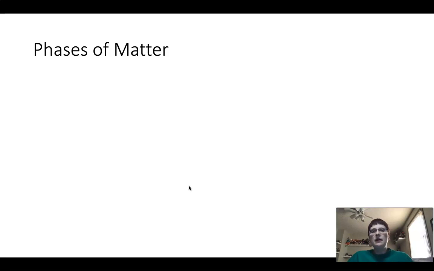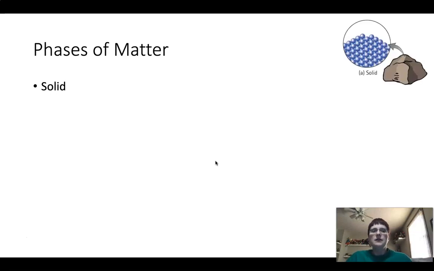So phases of matter, like I said, we looked at this before, but just as a review. We've got solid. Solid is going to have that definite shape and volume. And why is that? Again, remember those atoms are packed tightly together, and so they're not going to have the ability to move around. And so that's what gives them that definite shape and volume.